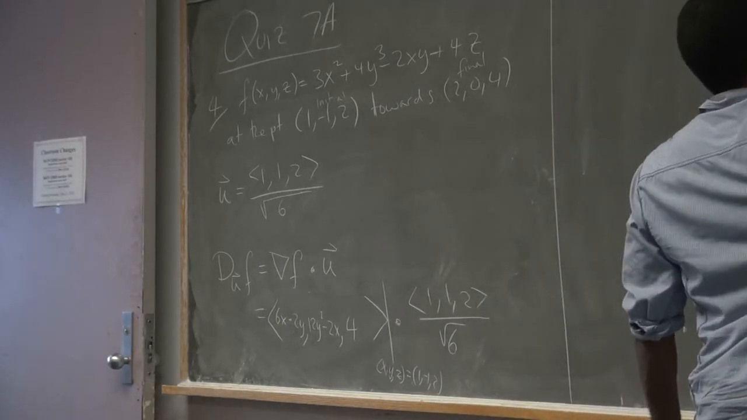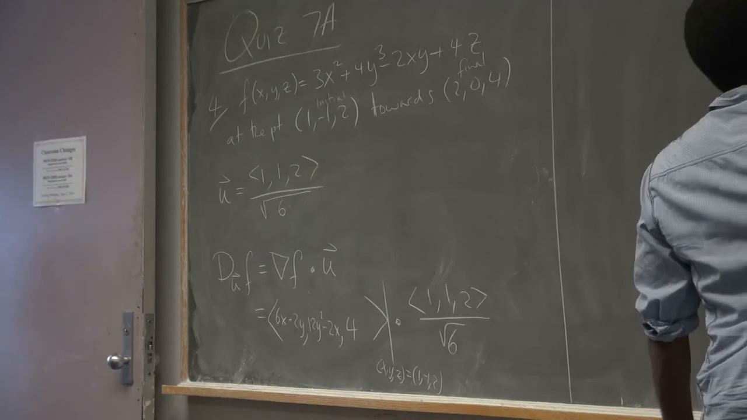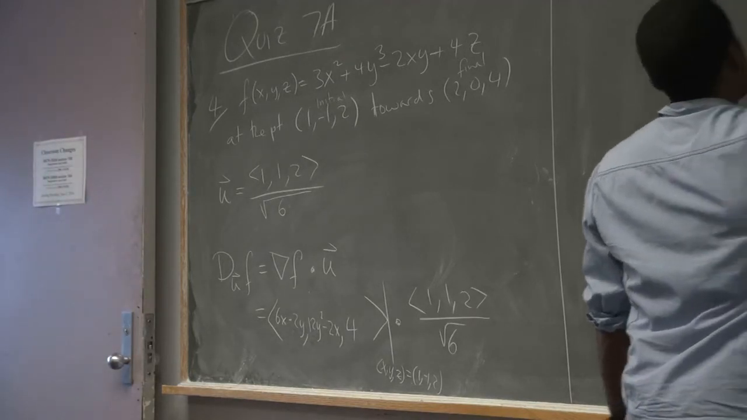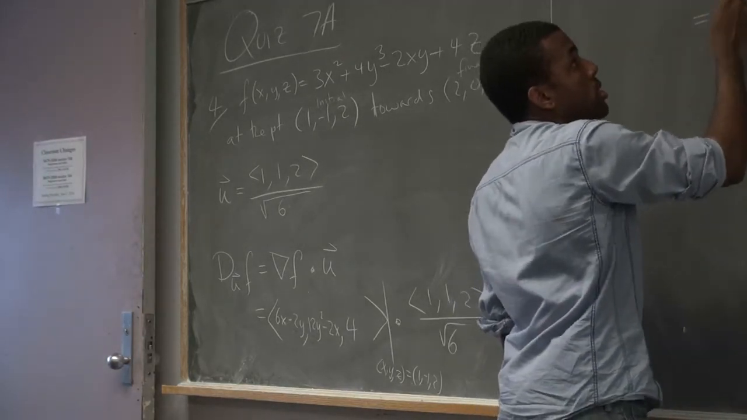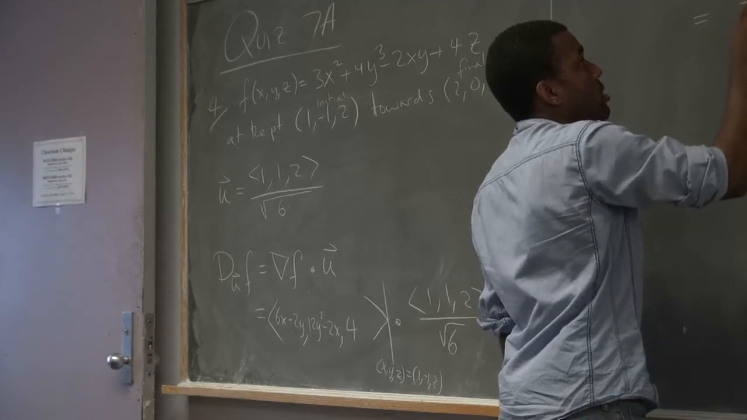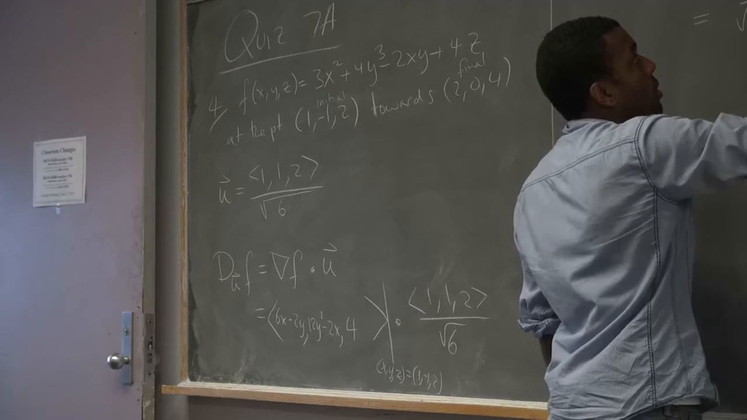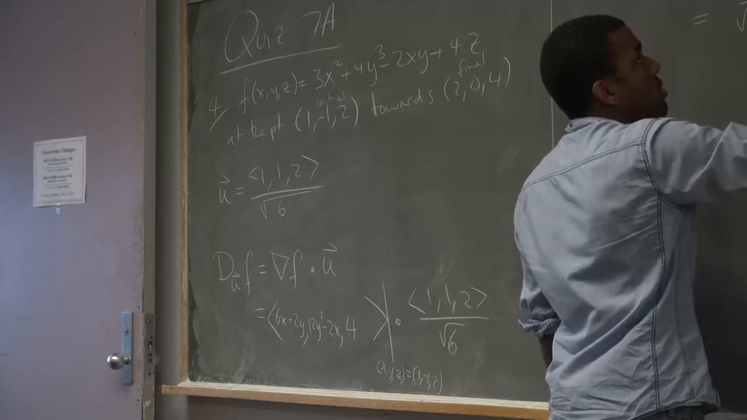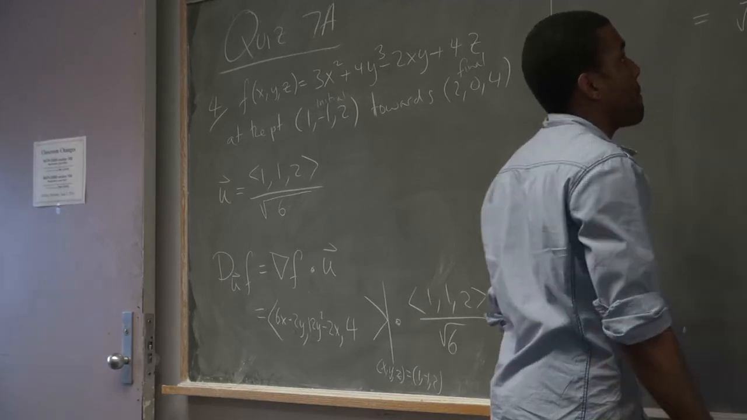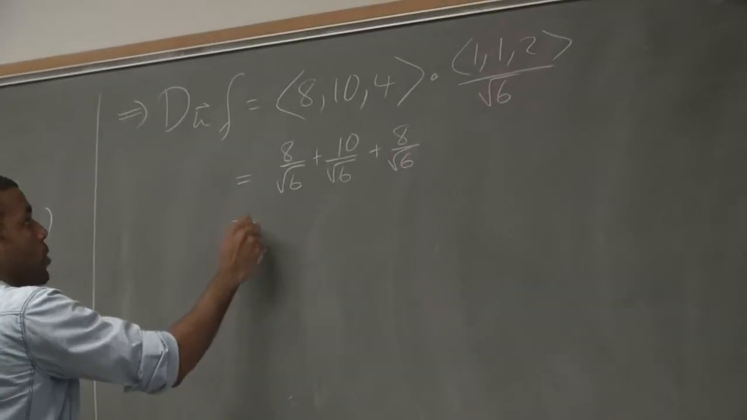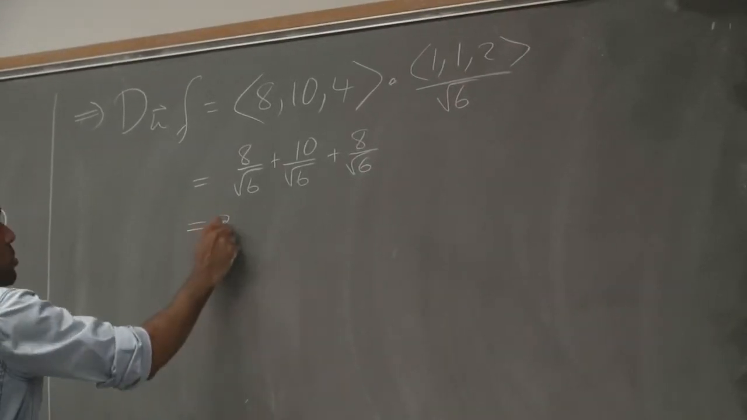Dot product that with 1, 1, 2 over radical 6. So that's just going to be 8 over radical 6 plus 10 over radical 6 plus another 8 over radical 6. Which is what? 26.